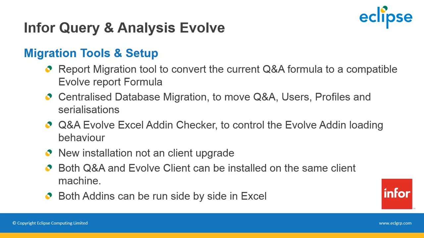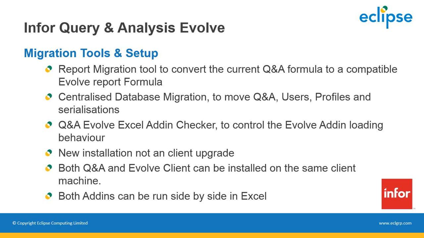Okay, so in terms of existing installations of Q&A. Now we did say Q&A Evolve is of course a completely separate product, but if you choose to move up to Q&A Evolve, then there are a few things you need to bear in mind. We do have some migration tools available in the product to convert things like current Q&A formulas to the equivalent syntax used in Evolve for the same report formulas. There's also, as part of the installation, a wizard or a centralized database migration which will upgrade the core Q&A product database, users, profiles, security, many serializations, and all of that kind of thing.